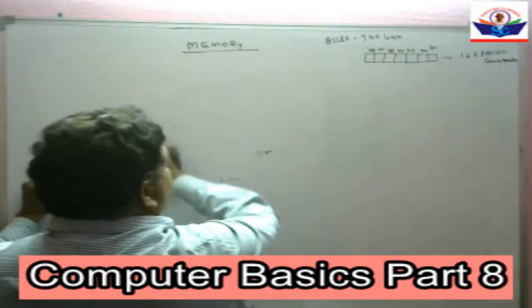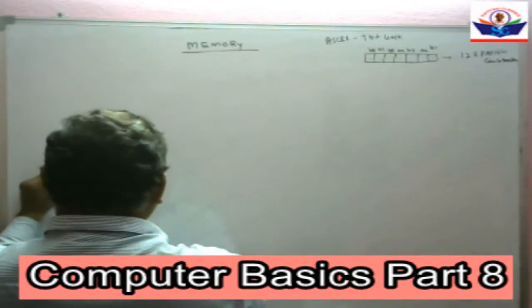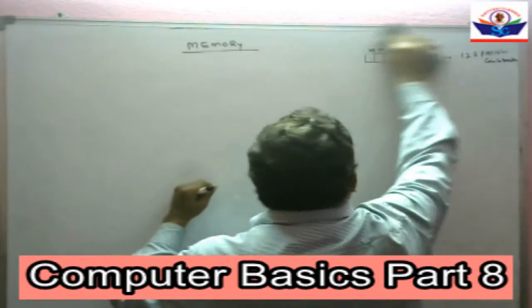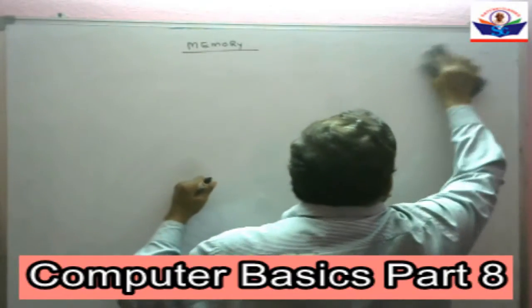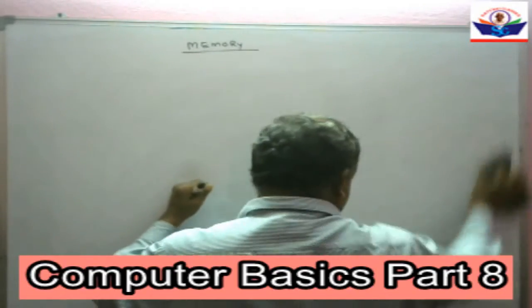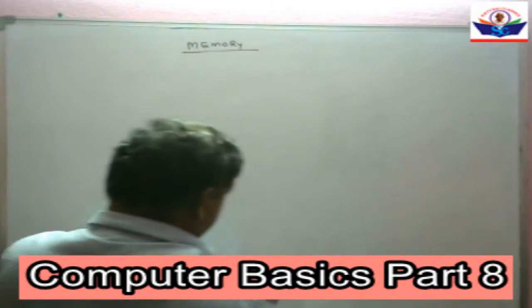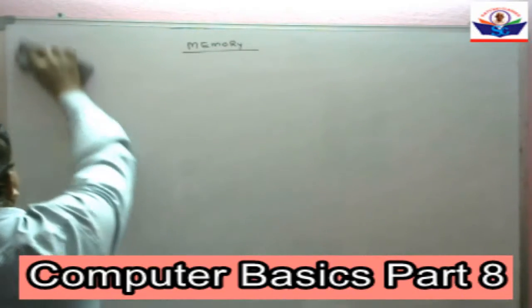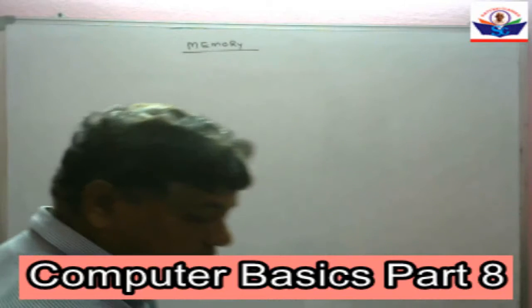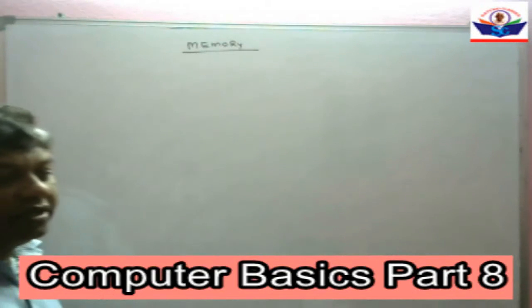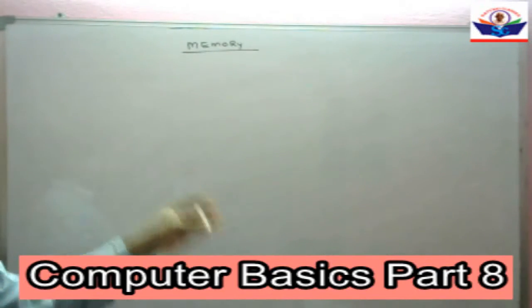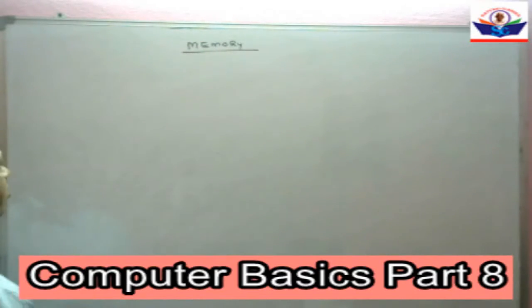So ASCII code 7 bit will have 128 possible combinations. ASCII code 8 bit will have 256 possible combinations. That's why the system is using 8 bit ASCII code.